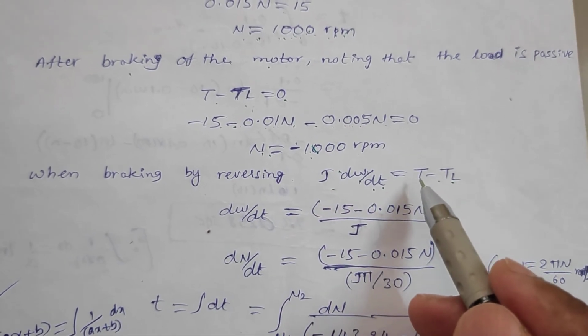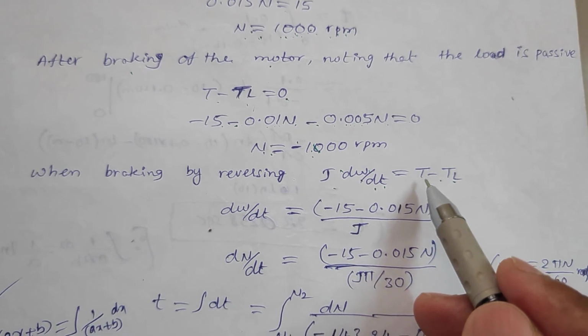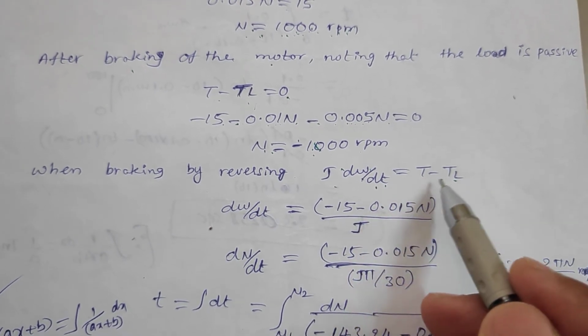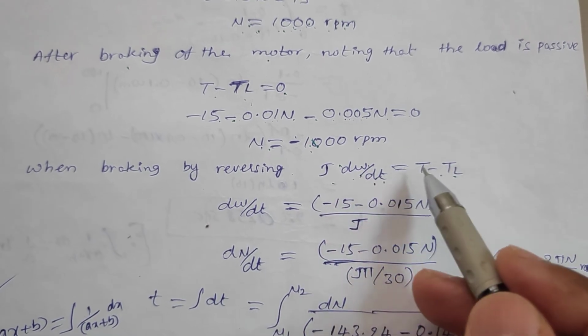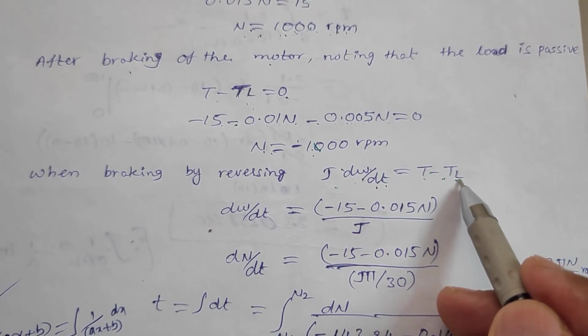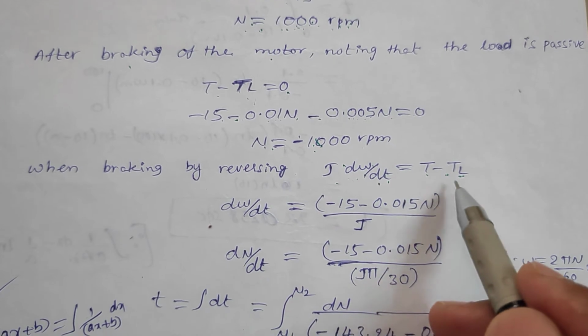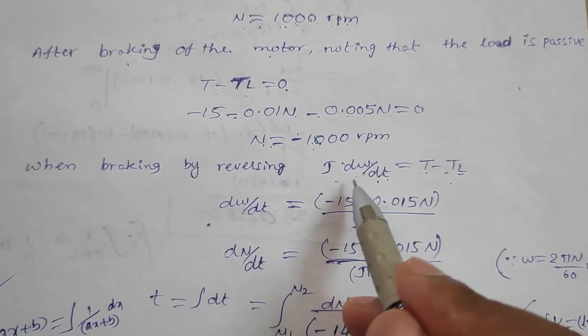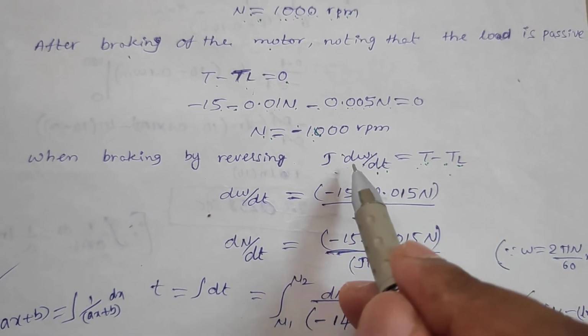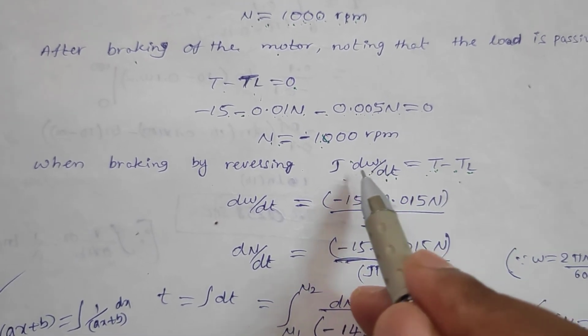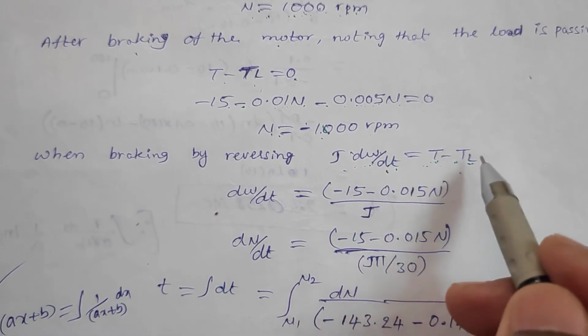Hence your equation will become T is equal to J into d omega by dt plus TL. If you rewrite that equation, J into d omega by dt is equal to T minus TL. In the derivation also we have used the same equation. So instead of remembering the derivation, we can simply substitute here itself: J into d omega by dt is equal to T minus TL.